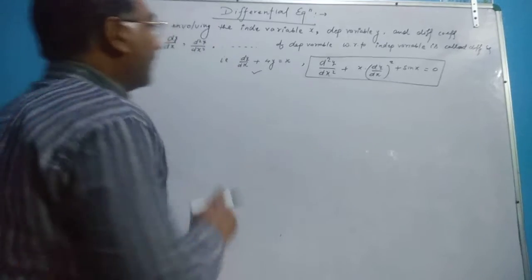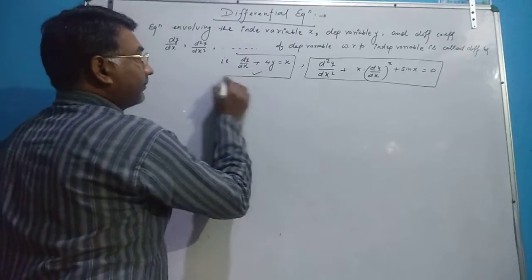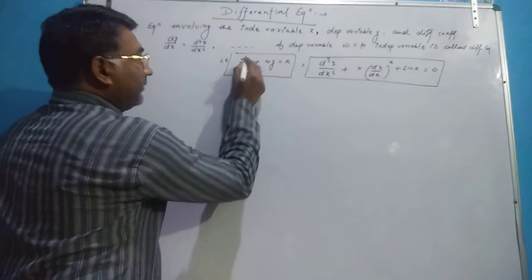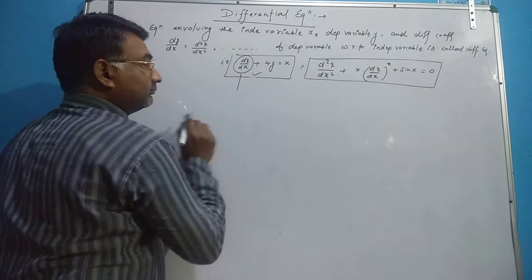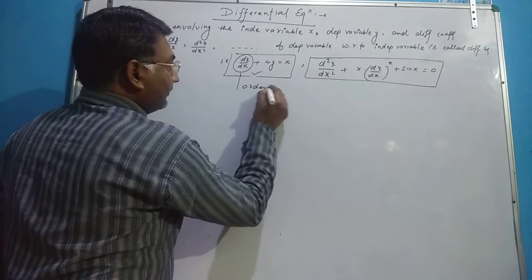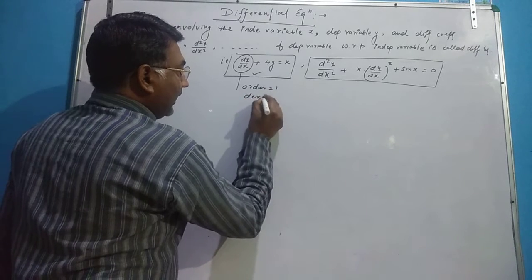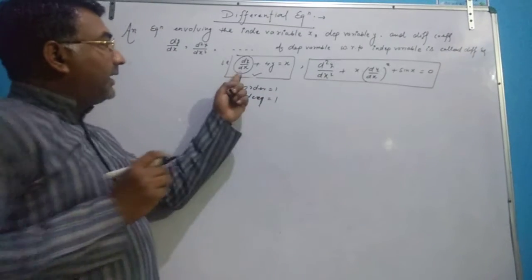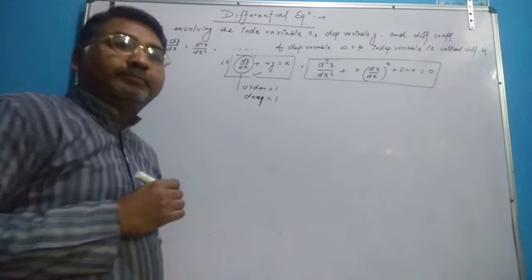For example, in that equation, for order and degree: the order is the one derivative dy by dx, that is the maximum derivative. The order is 1, and the degree is also 1, because the exponent of the maximum derivative is 1.